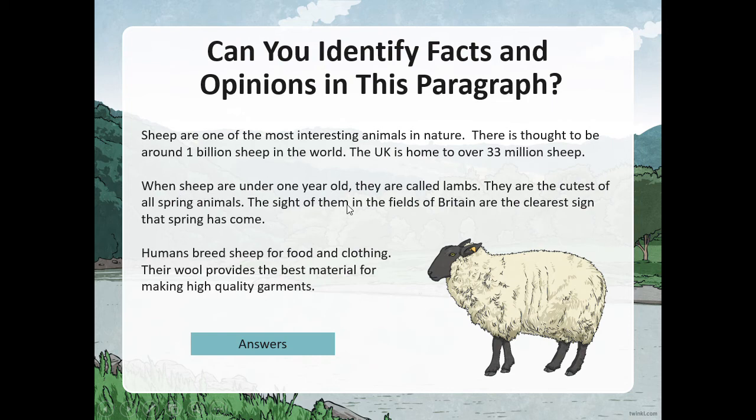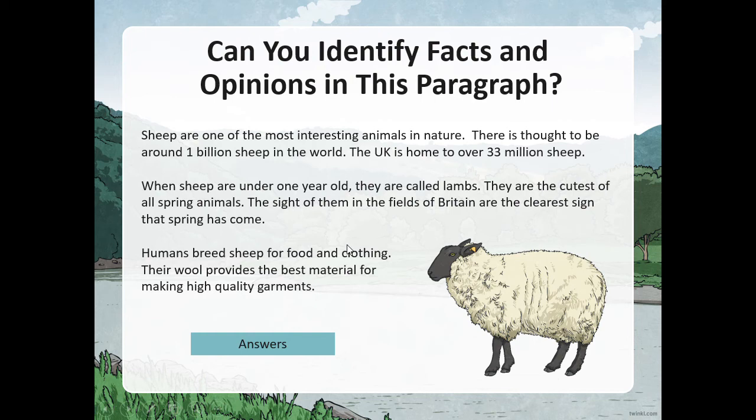When sheep are under 1 year old, they are called lambs. Well, we all know that that is true and that is a fact. They are the cutest of all spring animals. Are they? Are they definitely the cutest of all spring animals? Is that what you think? Is that what everyone thinks? No, this is an opinion.